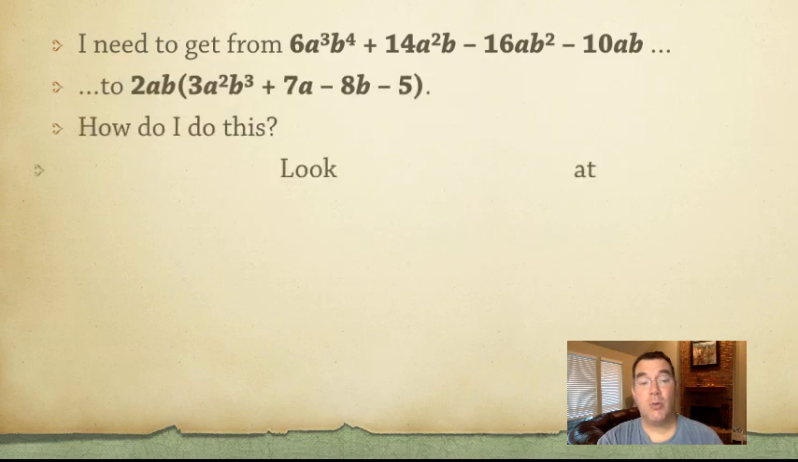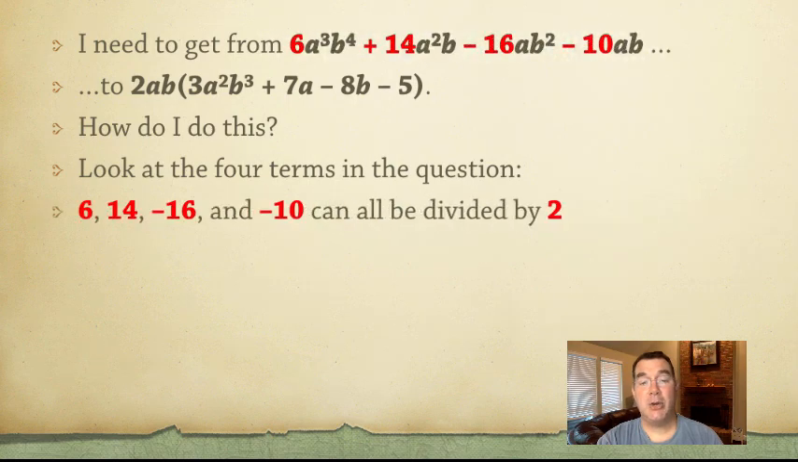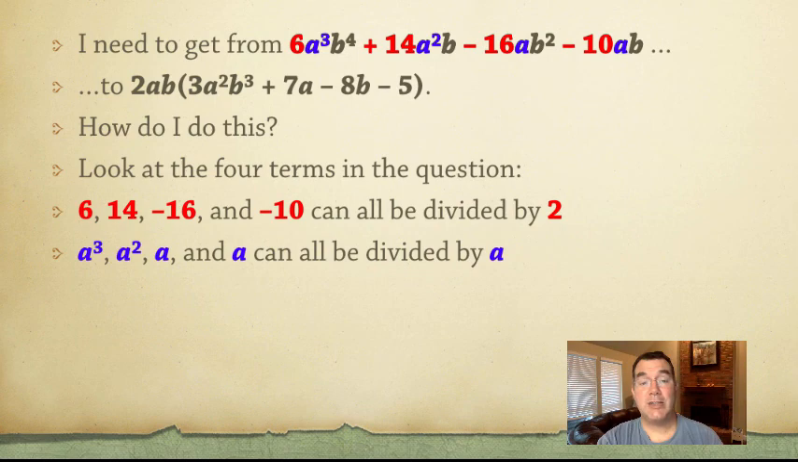Okay, so what I do is I look at the four terms in the question, and there they are, and I notice that as far as the numbers, the coefficients go, they can all be divided by 2. Okay, so I look at the numbers first, and then I look at each letter separately. So now I'm looking at the a's. There's a to the third, a to the second, a, and then a. And all of those can be divided by a, but nothing bigger than that, no higher exponent of a, just a to the 1. And then I look at the b's.